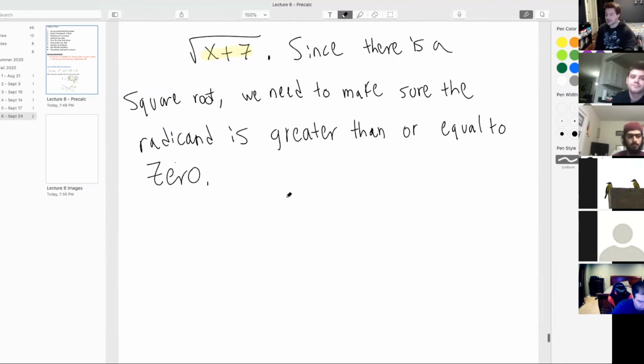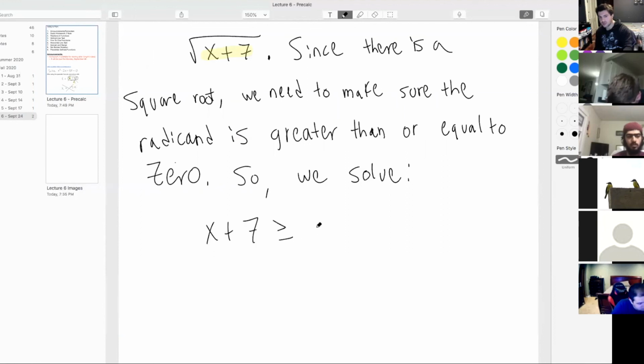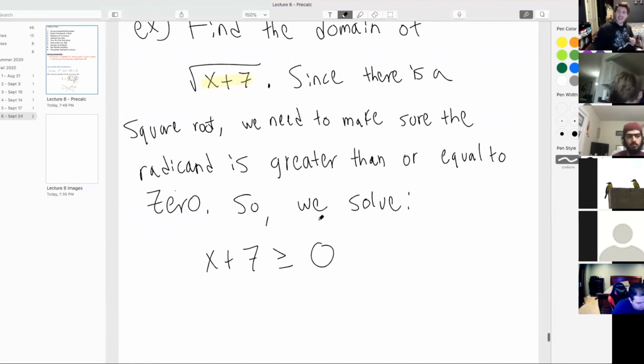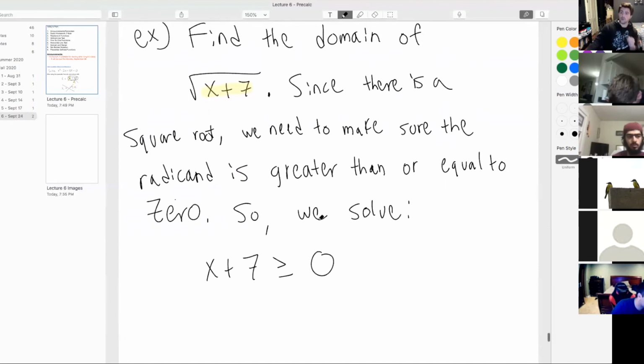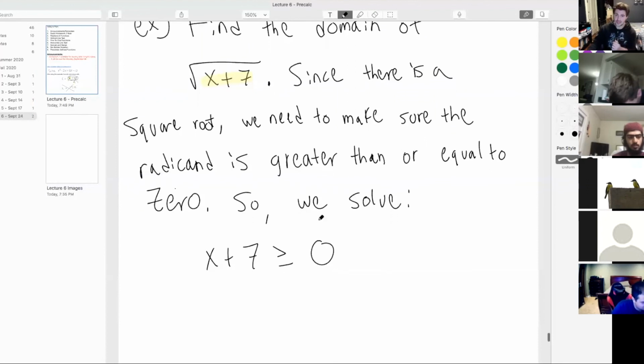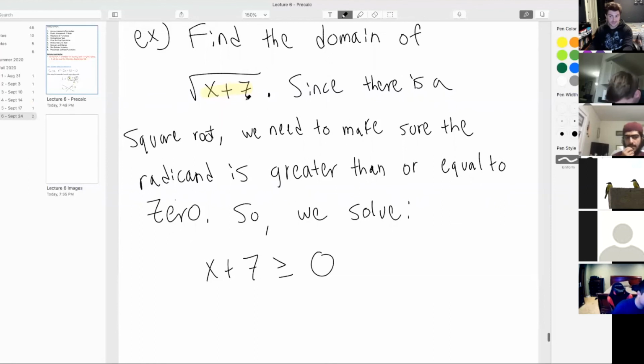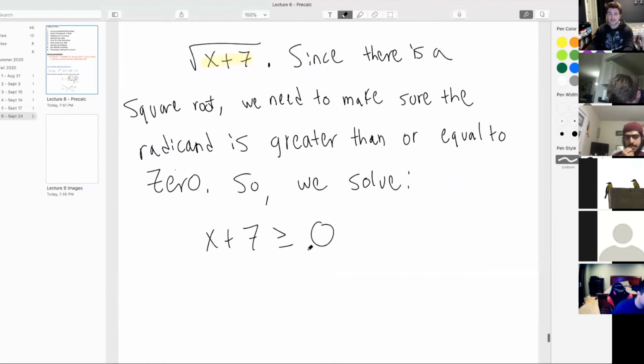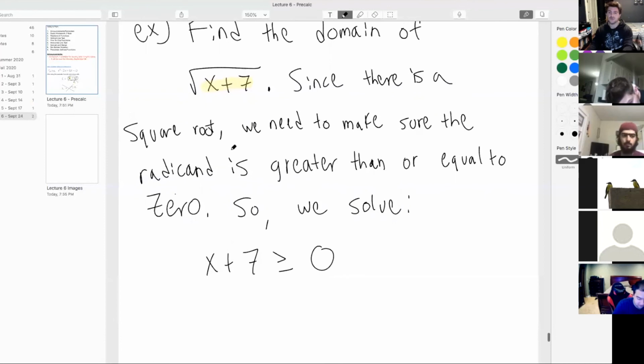This is not bad. All you need to do is solve the inequality x plus 7 greater than or equal to 0. The solutions to this will be precisely the domain of our function, because we're figuring out which x values make the radicand, x plus 7, greater than or equal to 0. These are the x values that will produce a non-negative square root.